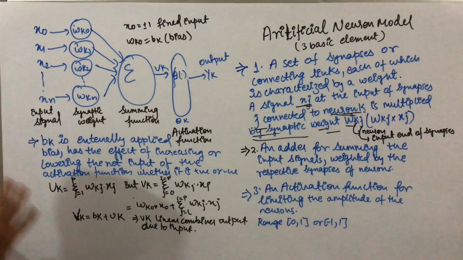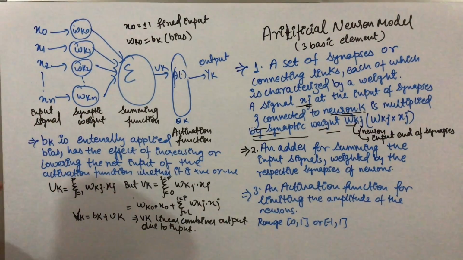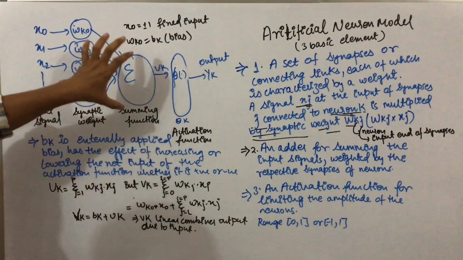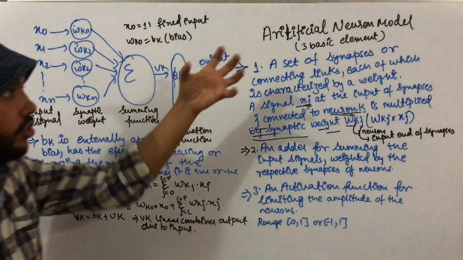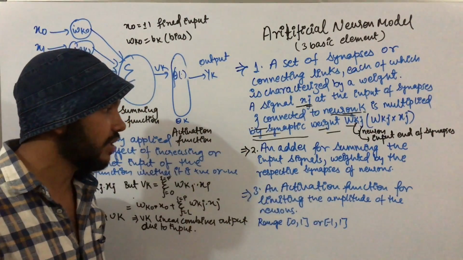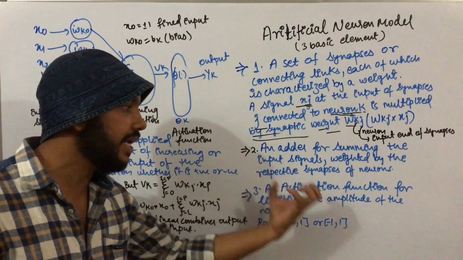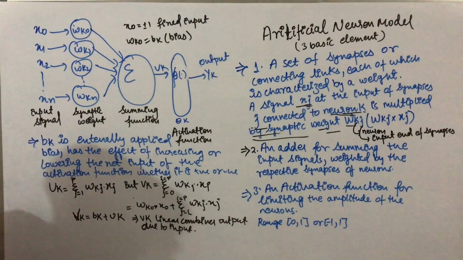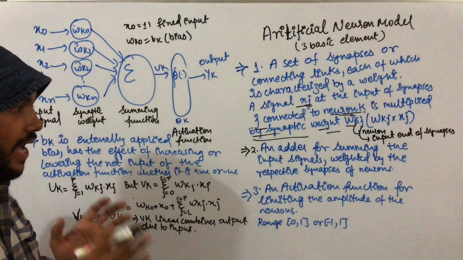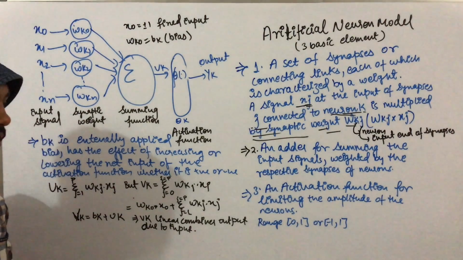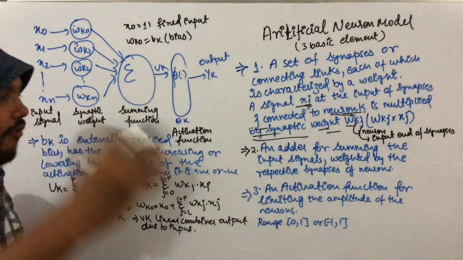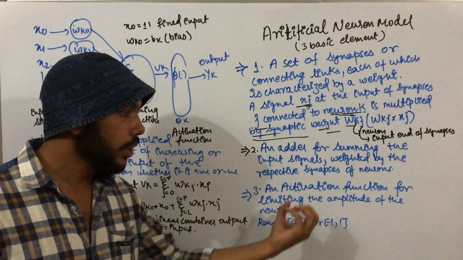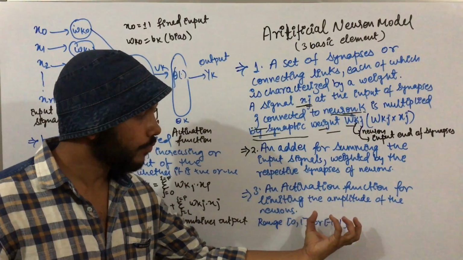Now we will have a summation or summing function. This will add all the weighted inputs, and this is our summing function. Now the third element of the neural model is the activation function, for limiting the amplitude of the neuron's output. Whatever the total weight of the inputs is, we now apply an activation function. This activation function will limit the amplitude of the neuron, and its range is either 0 to 1 or -1 to 1.